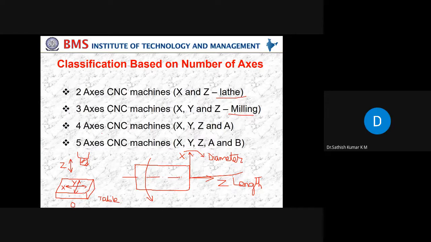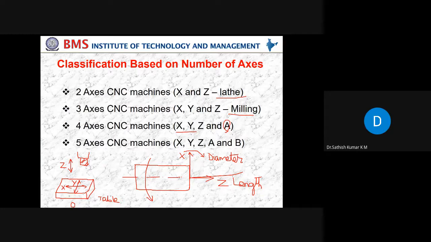Then we have some more axes which have come into the picture, which are called four axis and five axis. What is this four-axis CNC machine? Let's take one example of four axis. In four axis we have X, Y, Z. Now you know at this point what is X, what is Y, and what is Z. Then we have A, B, and C. What is A, B, C? Remember, A, B, C are nothing but the rotational movement.